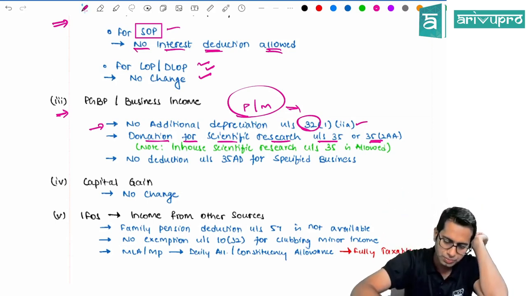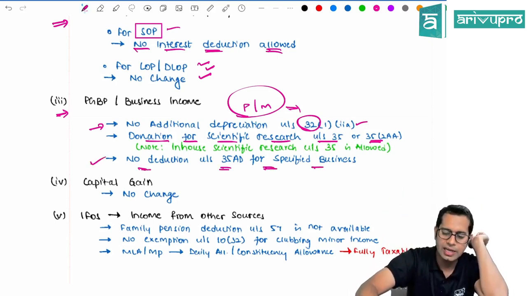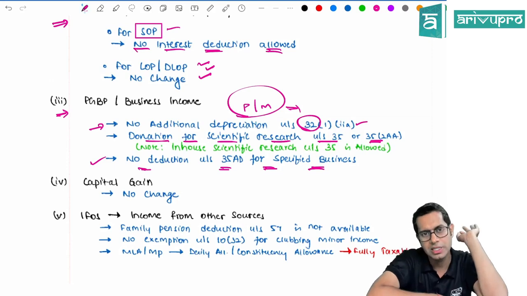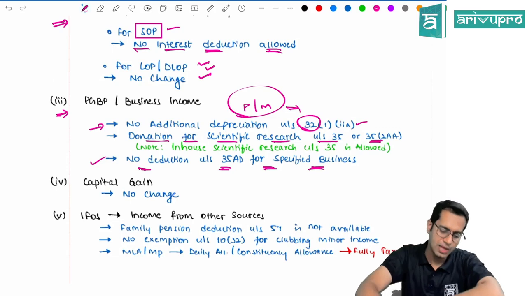No deduction for 35AD, that is specified business. Do you remember, there are totally 14 businesses which are called specified businesses. For these specified businesses, you will not get any deduction under 35AD.